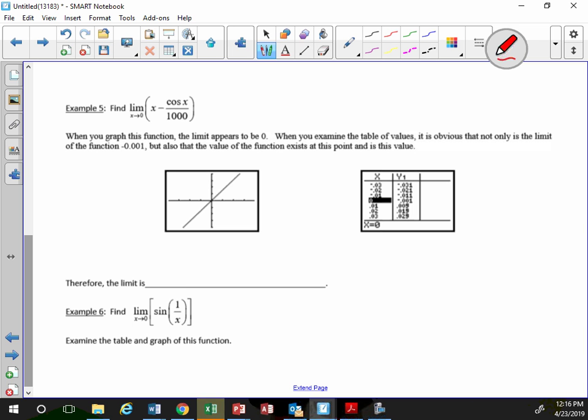Yep, it's 1 over 1,000, which is what that number right there is, negative 0.001. That is the limit. It's not actually 0. It looks like it from the graph, but it is negative 0.001. So you just have to be careful on those. You can't always just eyeball it from the graph on your calculator, okay? It's really a straight line here.